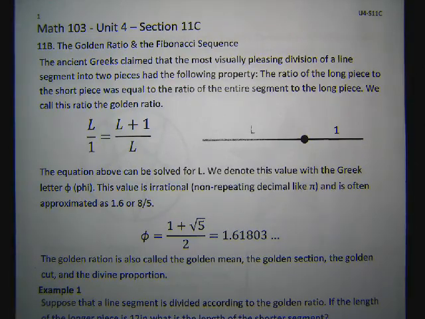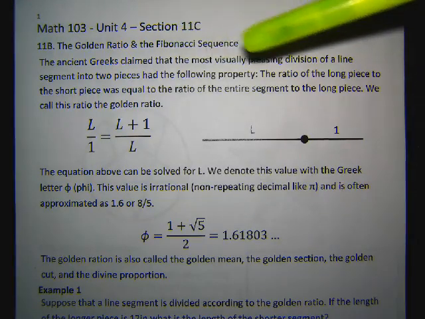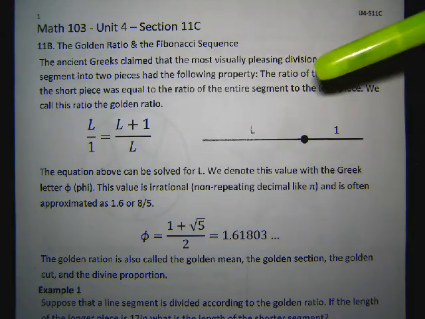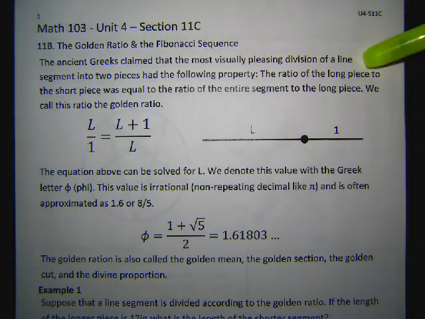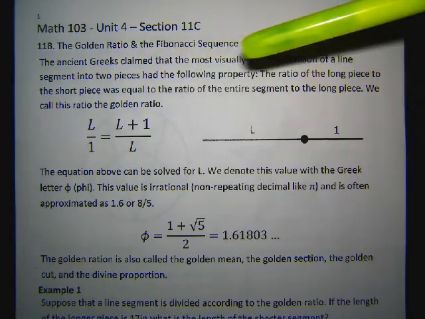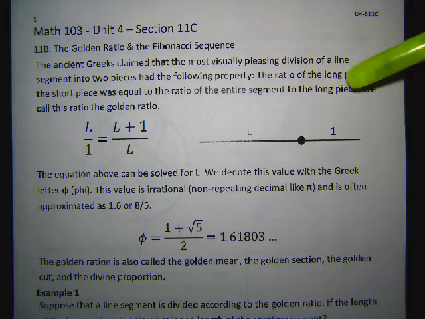So the ancient Greeks claimed that the most visually pleasing division of a line segment into two pieces had this property. They said that if you take a line segment and you divide it, the ratio of the long piece to the short piece would be equal to the ratio of the entire segment to the long piece.